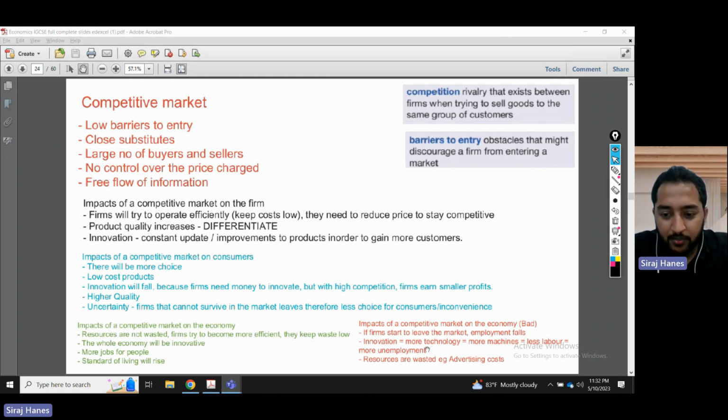Next, impacts of a competitive market on the economy, the bad side, okay? If firms start to leave the market because there's too much competition, employment will fall. Innovation is good, but innovation is more technology. More technology, more machines. More machines, less labor. Why should we use labor if we're using more machines? That means more people unemployed.